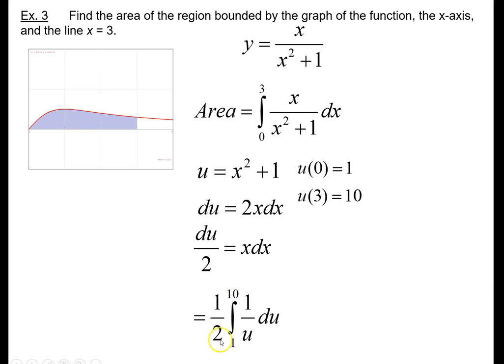So I have the integral from 1 to 10 of 1 over u du. But remember, let me say that again. 1 over u, and then the x dx was replaced with du over 2, so I moved the 1/2 to the front. There's where the natural log comes in, because I'm down to 1 over u du inside my integrand.